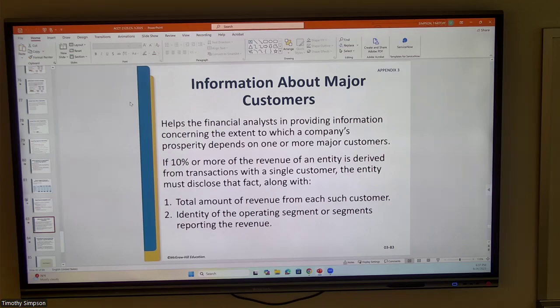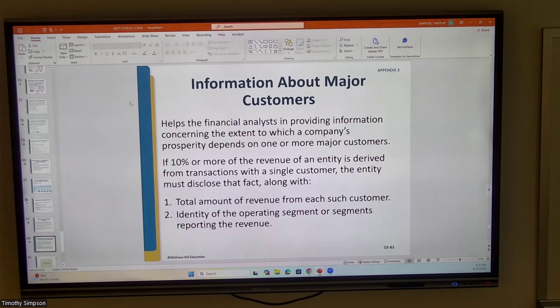Also, information about major customers. The idea that if a company is losing more than 10% of revenue from one particular customer, then that has to be disclosed, along with how much is expected to be lost and who and where that belongs, what operating entity within the company that belongs to. And so users can determine what is up with that particular thing.